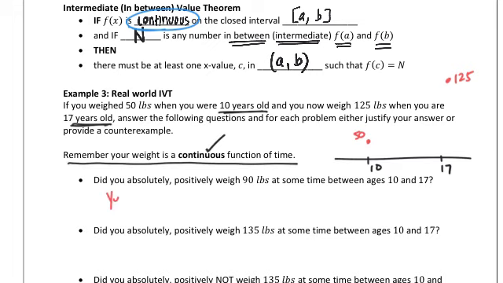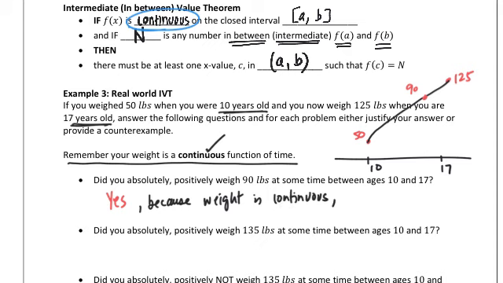Yes, you must have, because there's no way for your weight to have gone from 50 to 125 without crossing 90, which is somewhere here, at least one time, right? A y value of 90. So that is all the intermediate value theorem is saying. And to justify that in our first answer, we can just say yes, because the simple reason is that the weight is continuous. That's one reason.